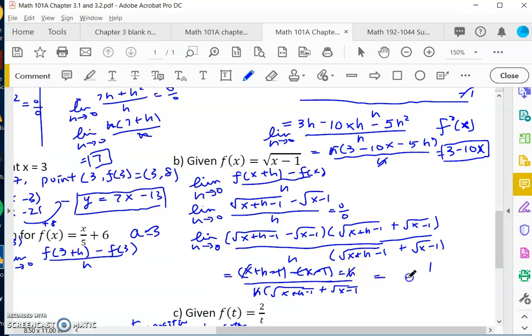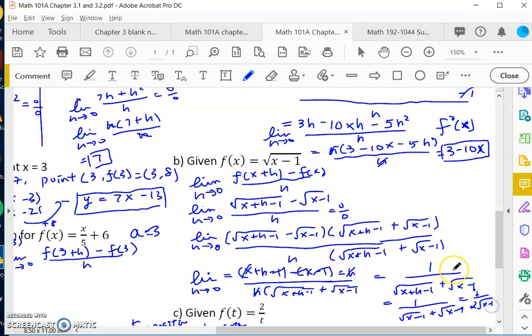We cancel it. It's 1 over, nothing is left over in the top. Is it a negative h? Yeah, it's a positive h. And then we have these two radicals added together, square root of x plus h minus 1 plus square root of x minus 1. We're still to do the limit, as h approaches 0. Now we are ready to plug in 0. It is 1 over square root of x minus 1 plus another square root of x minus 1. So simplified, it is 1 over 2 times the square root of x minus 1.